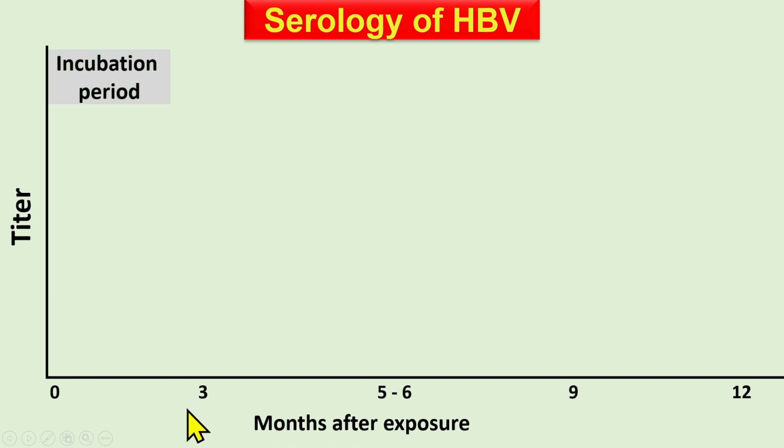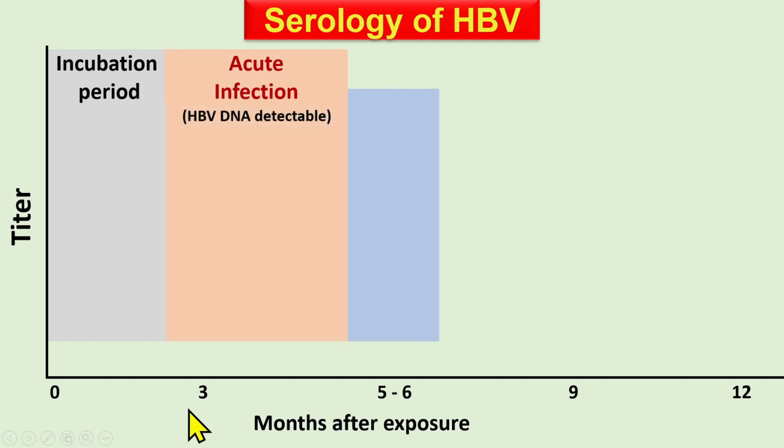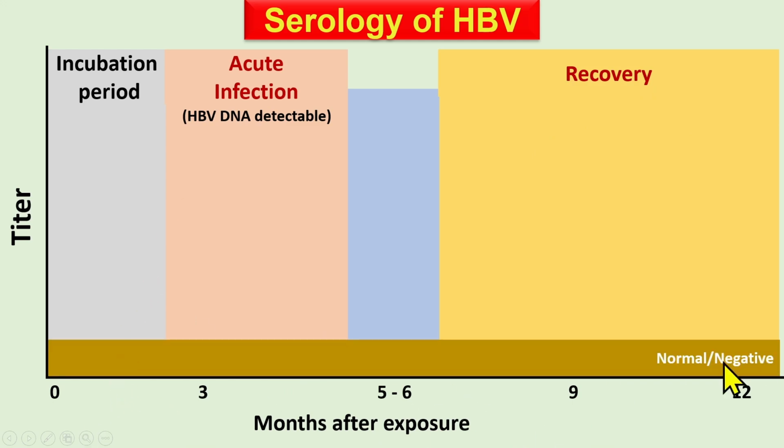So we are looking at the incubation period in the acute infection, where the HBV DNA is also detectable. And we are looking at the recovery, what happened to these antigens and antibodies. So first of all, what is happening? This is normal and negative, you can say the titer, and here is the HBsAg. So first of all, what is represented by HBsAg? In this incubation period, after some time, the HBsAg is looking positive. So in the incubation period, only HBsAg is positive.